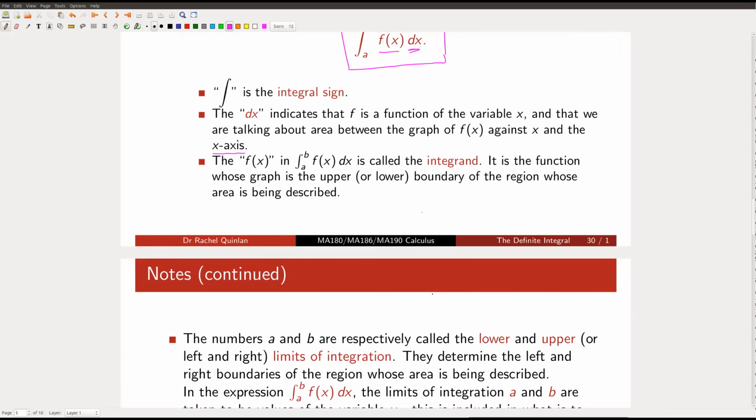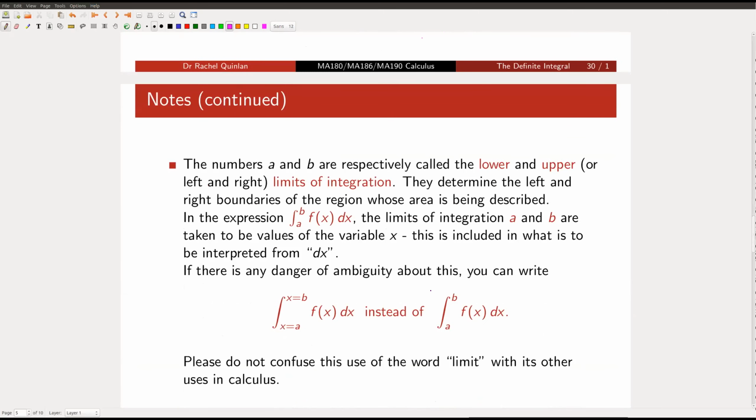Okay, and then the numbers a and b. So here again is what we're talking about, the integral from a to b, f of x dx. The numbers a and b will be values on the real number line. A is usually less than b, but it doesn't have to be, but typically it is. So the numbers a and b, which appear below and above the integral sign, are called the lower and upper, or left and right limits of integration. And they determine the left and right boundaries of the region whose area we care about.